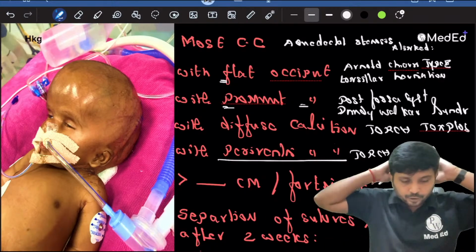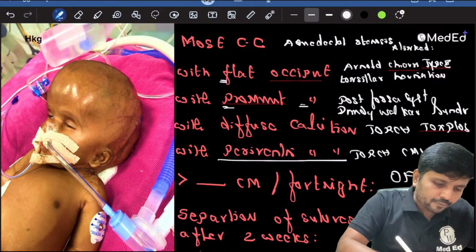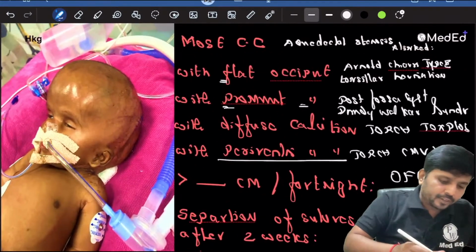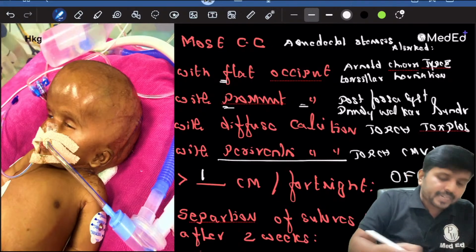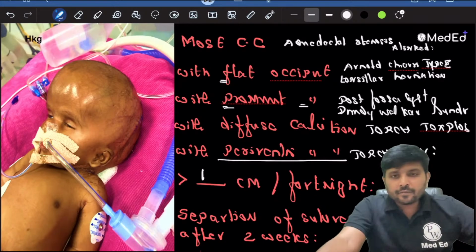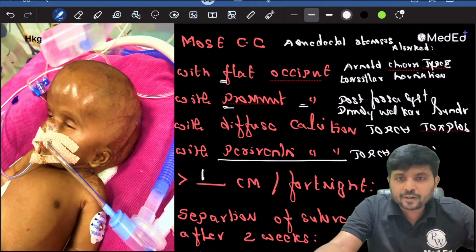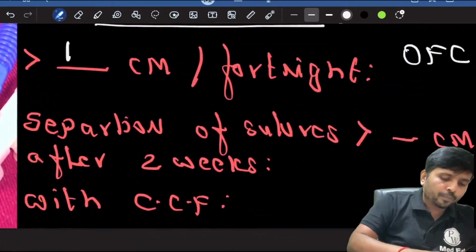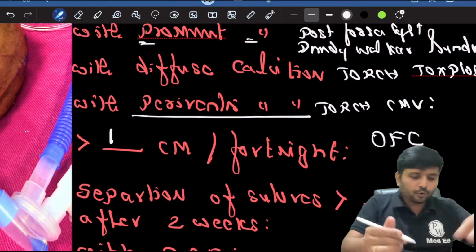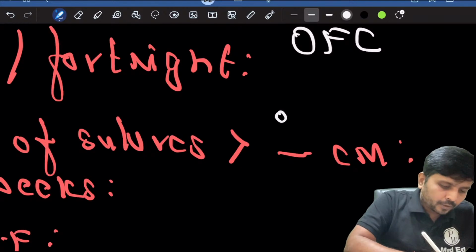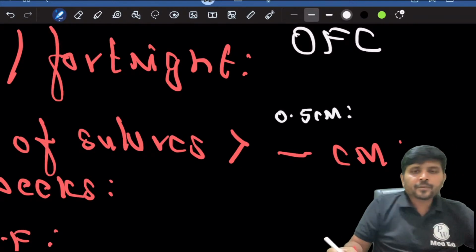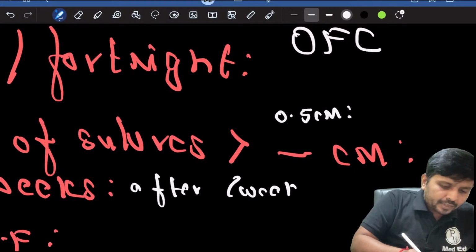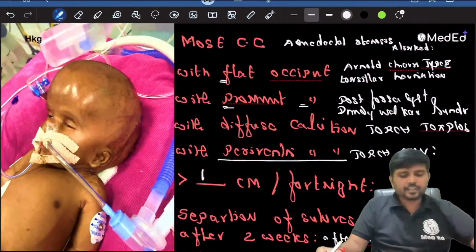If the occipitofrontal circumference, otherwise called as OFC, increases more than 1 centimeter per fortnight, consider an evolving hydrocephalus. And one more point, a sutural separation of more than 0.5 centimeter after 2 weeks also should be considered for hydrocephalus unless otherwise proved.